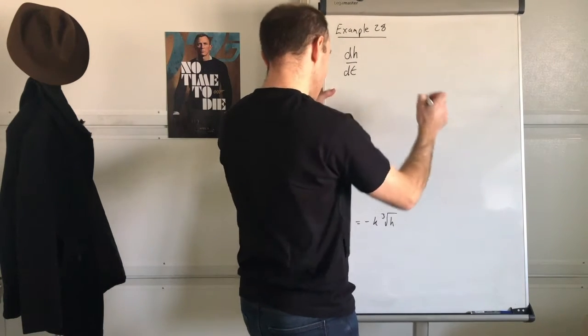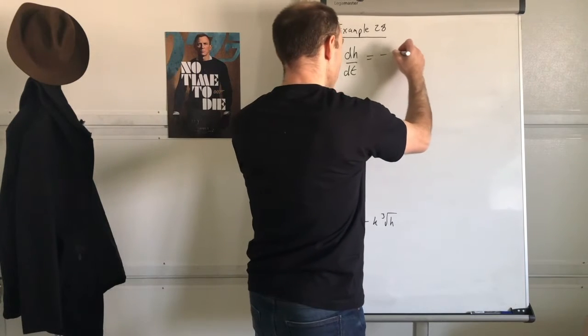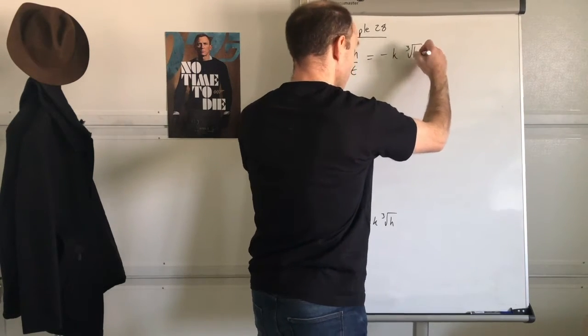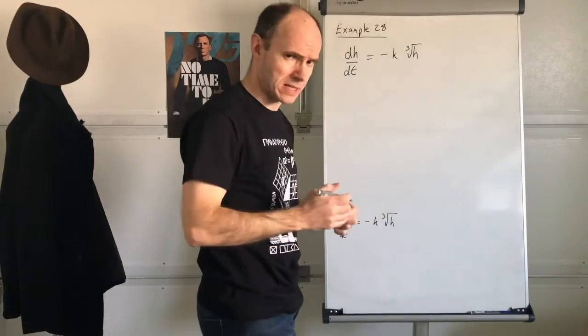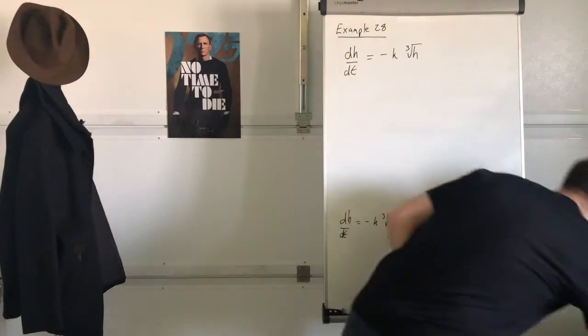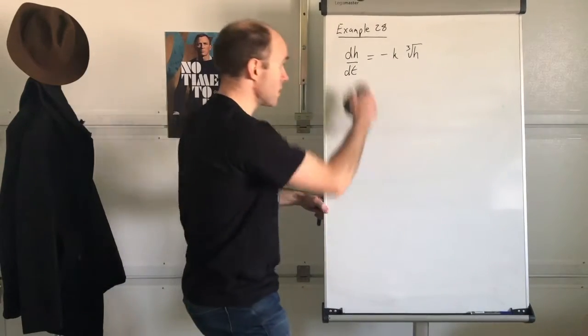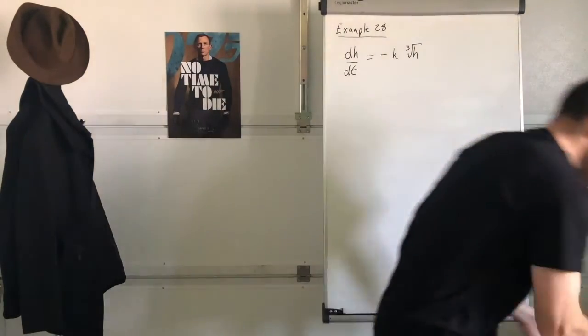dH/dt is equal to negative k, and then cube root of H. Yeah, you've got to be careful of that. It's cube root of H, isn't it? Not k cubed. Yeah. So look, I'm going to start off with that, and this is where I'm going to do my solution to the next part of the question. Okay.